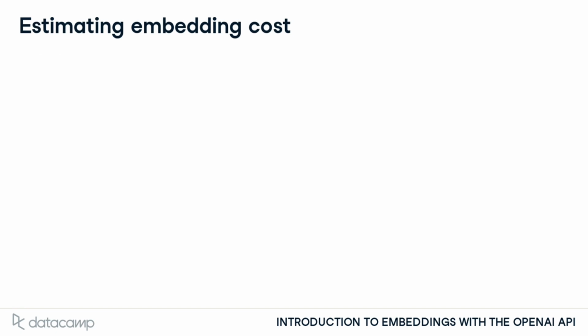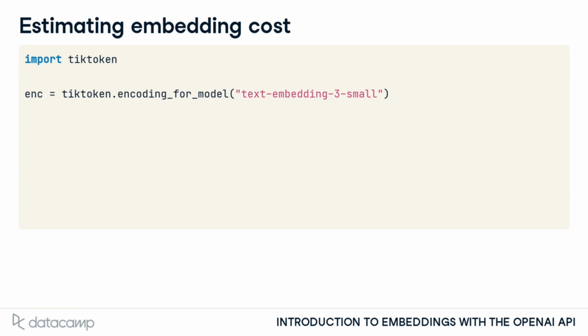First, we use the encoding_for_model function to get a token encoder for the embedding model we're using. To calculate the total number of tokens, we use the following Pythonic code. This reads, for each text in documents, encode it using the encoder and take the length to obtain the number of tokens in the text. Finally, sum the results.